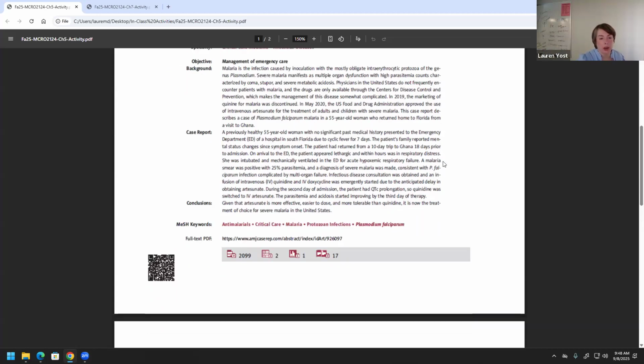So this is talking about a previously healthy 55-year-old woman that had no health history when she presented to the emergency department in Florida due to a cyclic fever for 7 days. She had a fever and it would go away, and then she'd get a fever and it would go away. It seemed to be cycling. The patient returned from a 10-day trip to Ghana 18 days prior to admission. On arrival to the emergency department, the patient appeared lethargic and within hours was in respiratory distress. She was intubated and ventilated for respiratory failure.